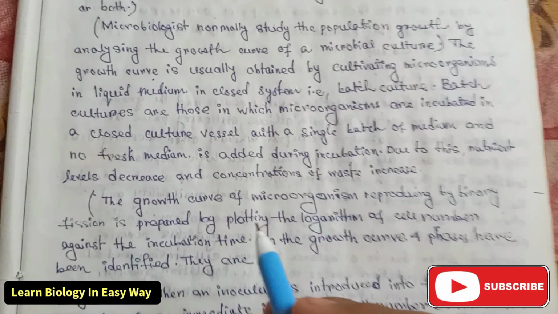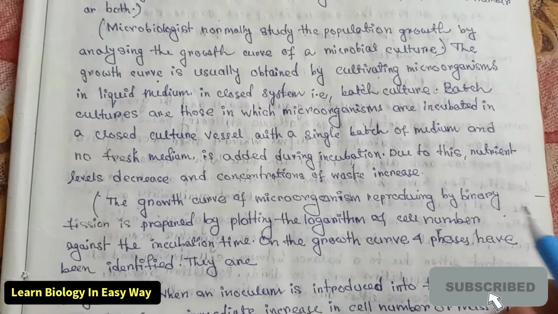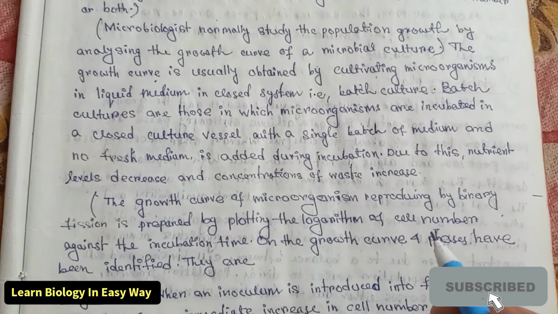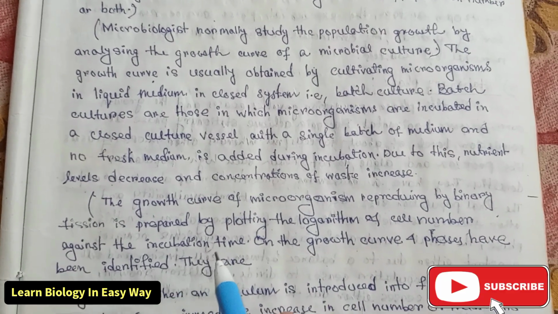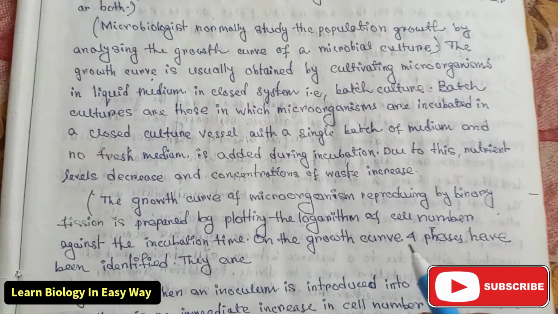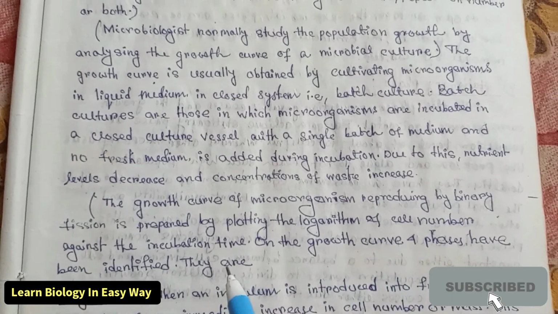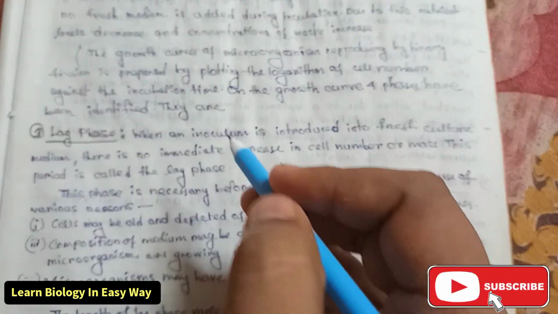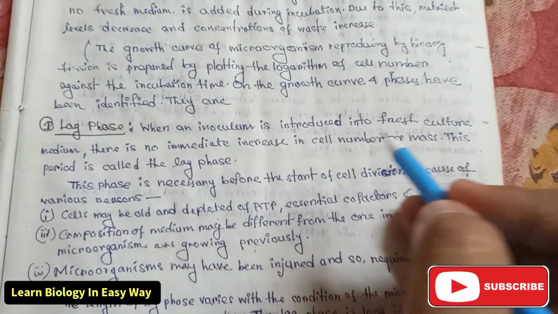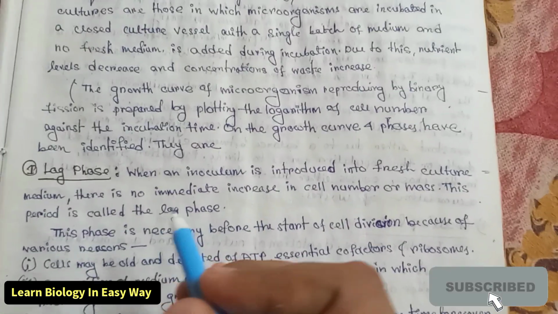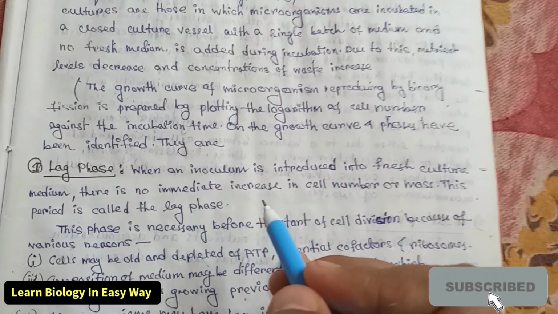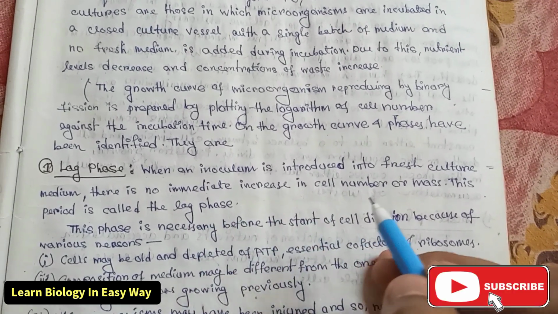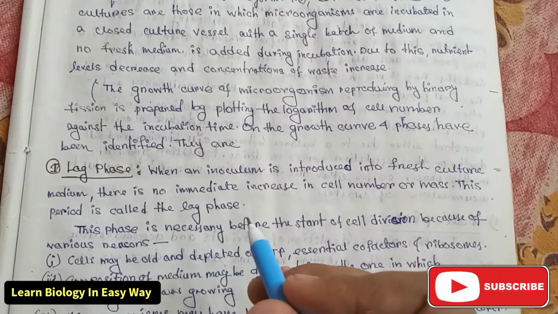Due to this, nutrient levels decrease and concentrations of waste increase. The growth curve of microorganisms reproducing by binary fission is prepared by plotting the logarithm of cell number against the incubation time. On the growth curve, four phases have been identified. They are: lag phase. When an inoculum is introduced into fresh culture medium, there is no immediate increase in cell number or mass. This period is called the lag phase.